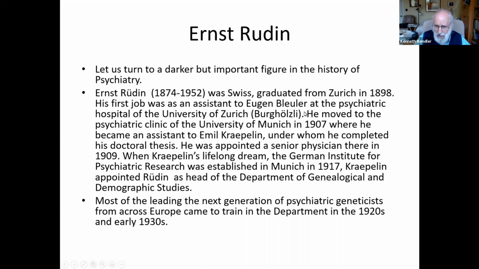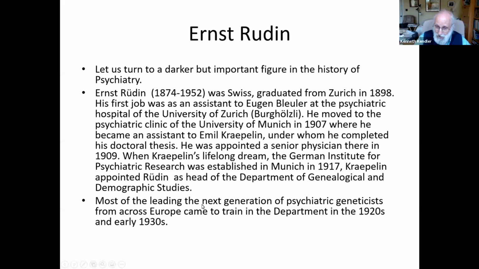He was Swiss. He graduated from medical school in Zurich in 1898, and his first job was also at the Burghölzli Hospital, where he was an assistant to Eugen Bleuler. He then moved to the psychiatric clinic of the University of Munich in 1907, where he became an assistant to Emil Kraepelin, under whom he completed his doctoral thesis. He was appointed a senior physician there in 1909. When Kraepelin's lifelong dream, the establishment of the German Institute for Psychiatric Research, the first such multidisciplinary institute in the world for psychiatric illness, was established in Munich in 1917, Kraepelin appointed Rudin as the head of the Department of Genealogic and Demographic Studies.